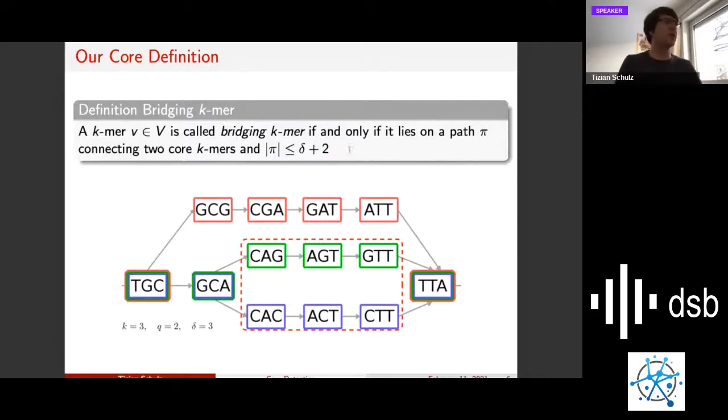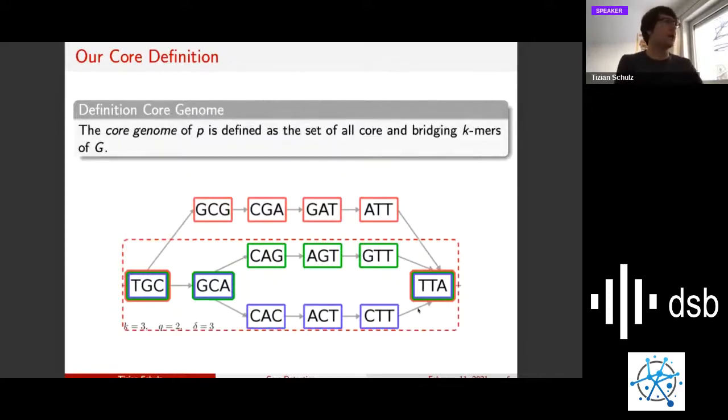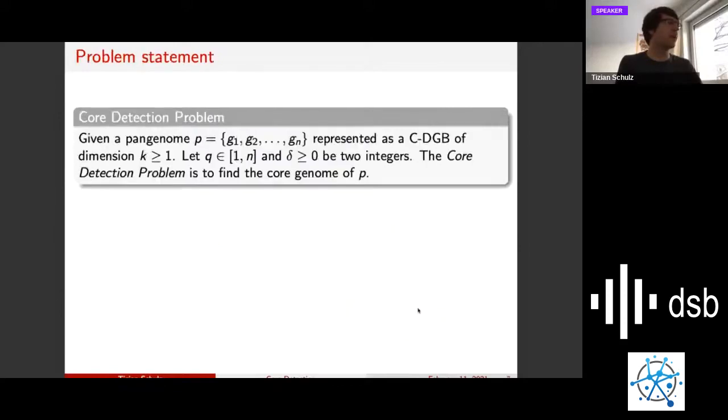The second set of k-mers that belongs to our core is the set of bridging k-mers. A k-mer is called bridging if it lies on a path that connects two core k-mers, and the path should not be longer than delta plus the two core k-mers. So in our example here, this would be true for the green path here, connecting C, GA, and TTA, and the blue one here. And that's it. So these two sets of k-mers should define our core. Here's the theoretical problem that we try to solve.